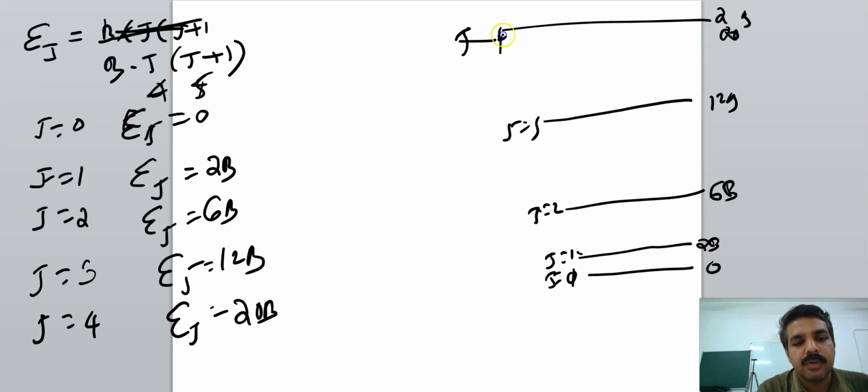J is equal to 4, and so on, as many levels as possible. That is, with increasing rotational quantum number, the spacing between energy levels is increasing. First is 0, second 2B, 6B, 12B, 20B, and next is 5 into 6, that is 30B. Next level is 30B. Like that, these are the rotational energy levels.